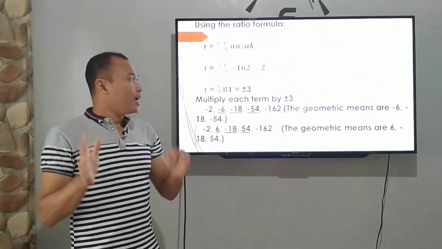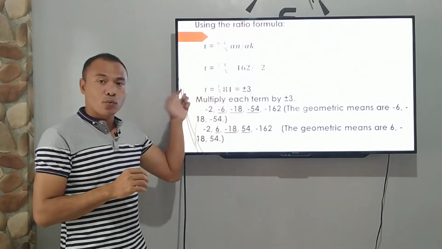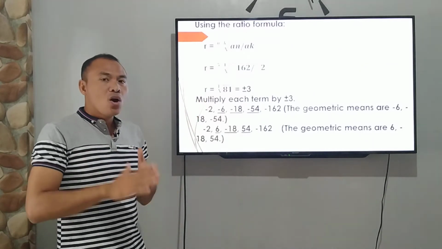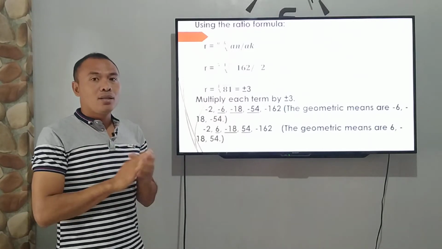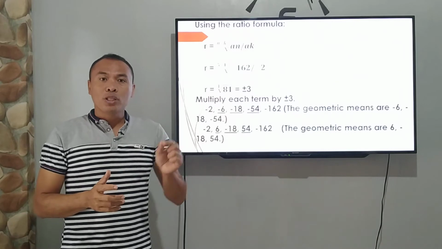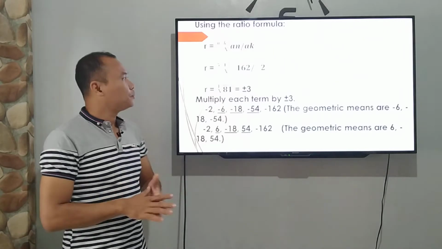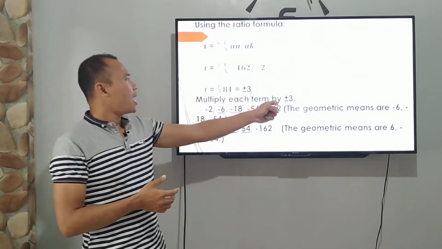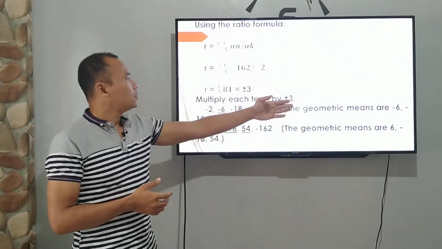So if positive and negative 3 is our R, we're just looking for the R, we haven't yet found the means. R pa lang, we'll just simply substitute the value of R. To find the next term, we will multiply it with a common ratio. Let us try the first one. Let's have positive 3.